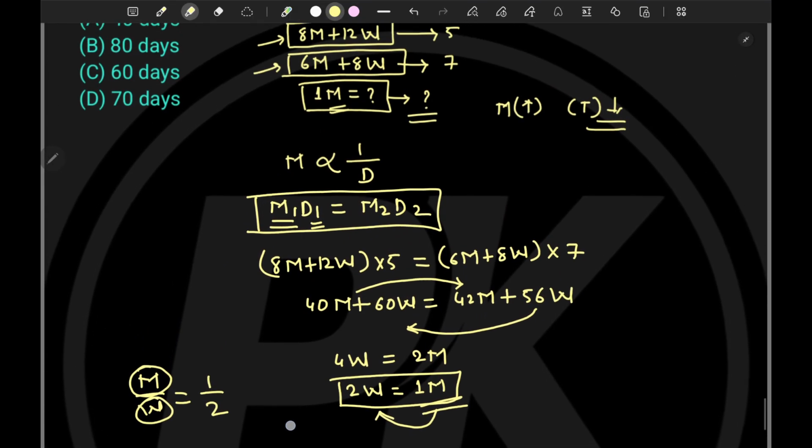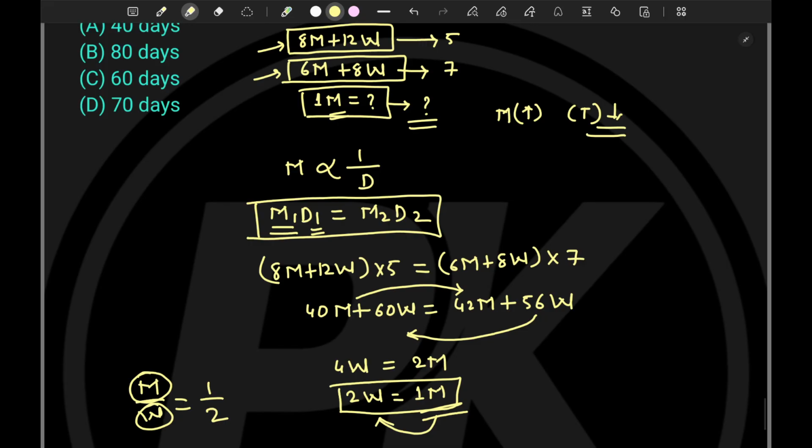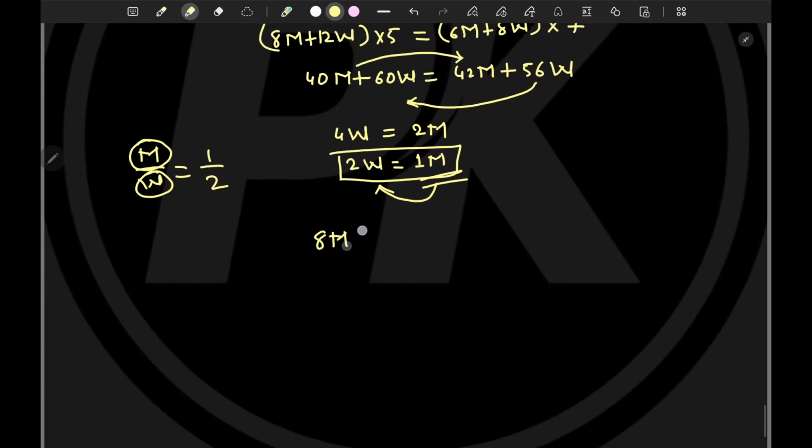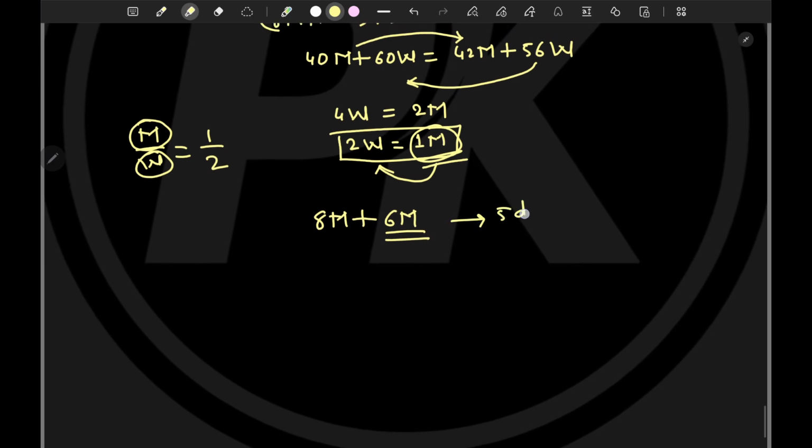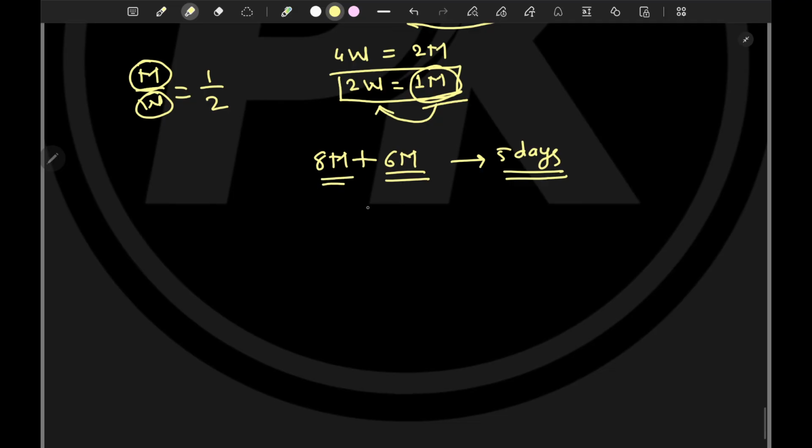Now let us consider the first equation, right? 8 men and 12 women. So can I write 8 men and instead of 12 women, what will I say? 6 men instead of 12 women. 6 men will complete that work in how many days? 5 days, right? So that means total number of men here, how much will it be? So 6 plus 8, it will be 14 men will complete the work in 5 days. Then tell me, one man will complete the work in how many days? It will be 14 into 5, right?